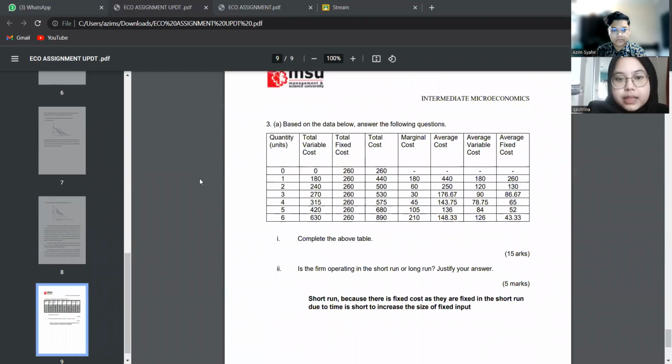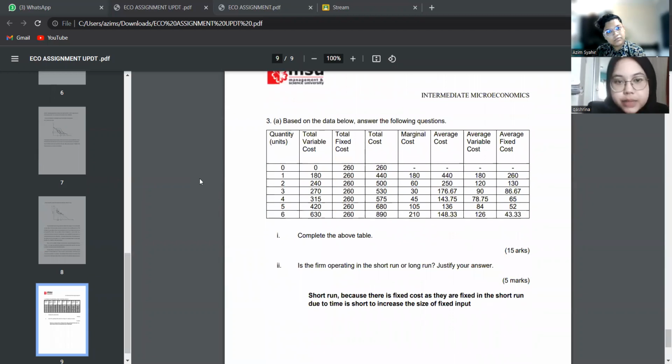Next, for number 3, as we can see, this is our table where there is total variable cost, total fixed cost, total cost, marginal cost, average variable cost, and average fixed cost. So from the table above, we can see that this firm is operating in the short run because there is a fixed cost, as inputs are fixed in the short run due to the time being too short to increase the size of fixed input. So that's all from us.